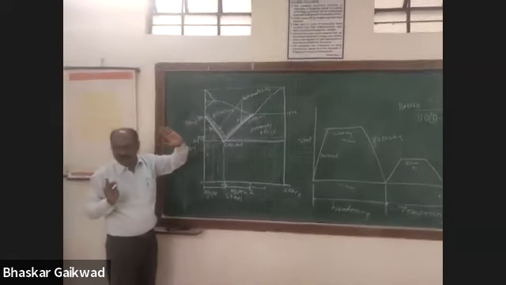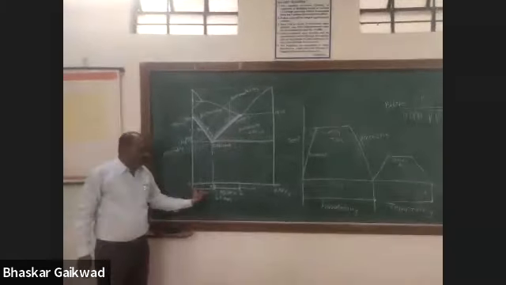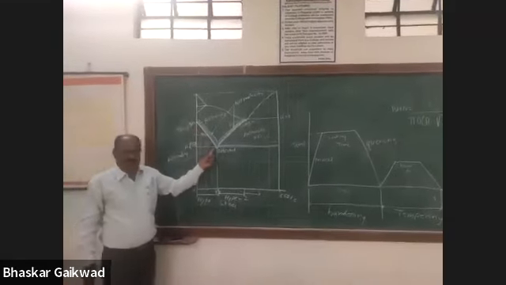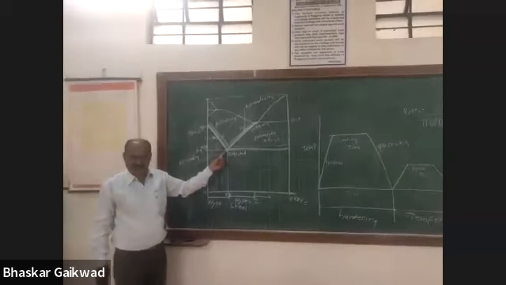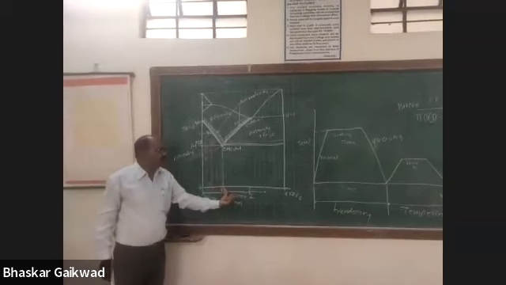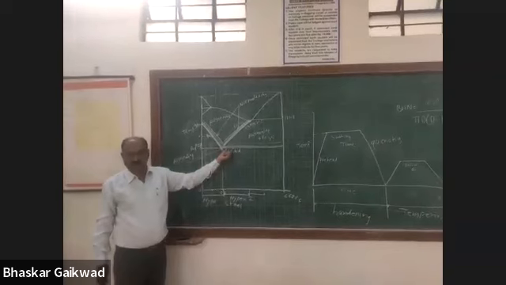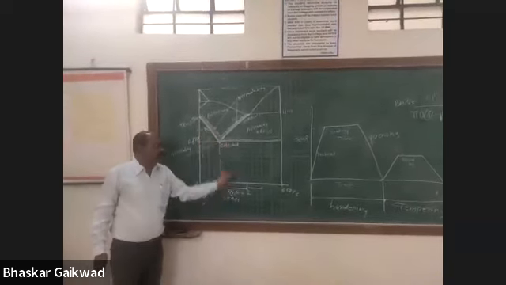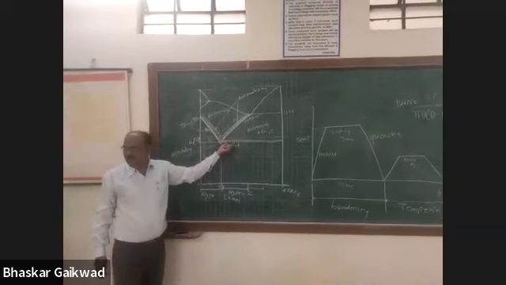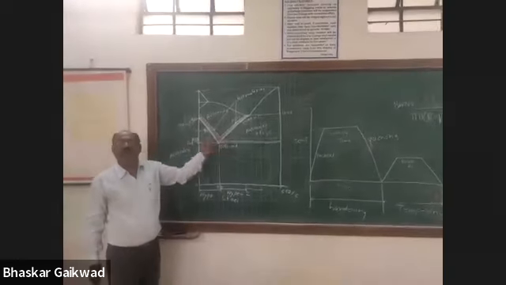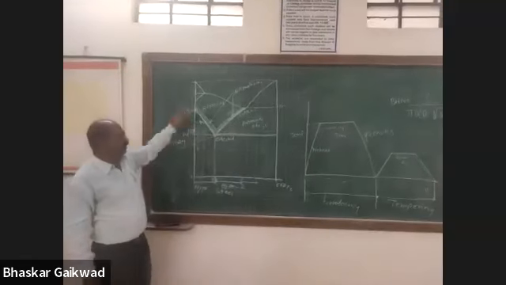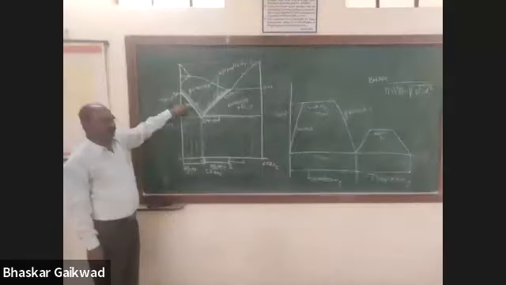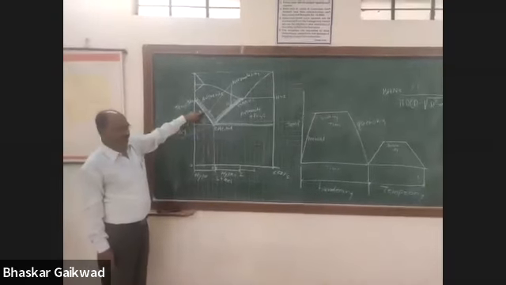Okay, hypoeutectoid steel you can heat above the A3 temperature, but for hypereutectoid you go above A1. Hypo above A3, hyper above A1 temperature. How much? 30 to 50 degrees centigrade. For example, here it is 800, then you can heat this component to 850.